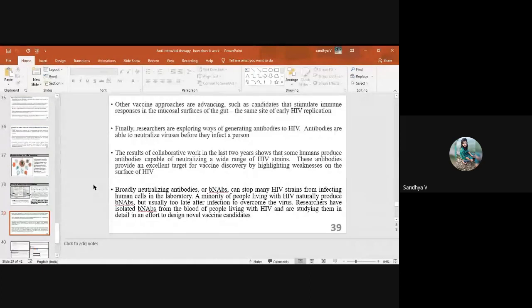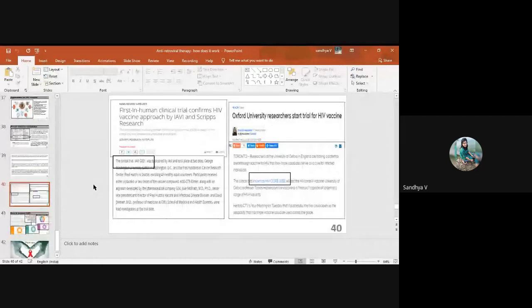So now scientists are focusing on broadly neutralizing antibody immune responses. They are designing vaccines in order to elicit the memory B cells, or immune cells, to synthesize broadly neutralizing antibody and maintain the viral load below the level of detection. This is the recent vaccine approach made by Oxford University and IAVI. So these two vaccines are currently under research.